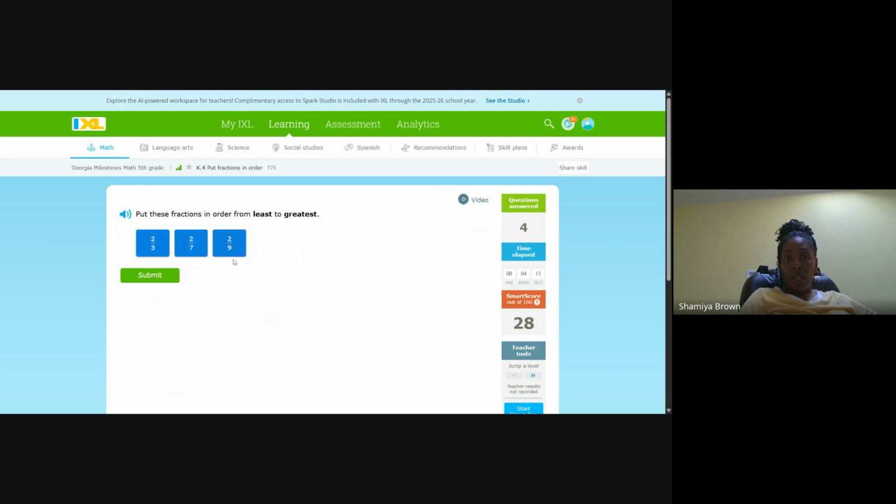Okay, these have the same numerator. Least to greatest is going to be, the least is this one because it's the biggest denominator, then this one. So this would be the smaller fraction. I only have 2 shaded out of 9, and this one I have 2 shaded out of 7. This one I have 2 shaded out of 3. So you see how this is closer to a whole than this.